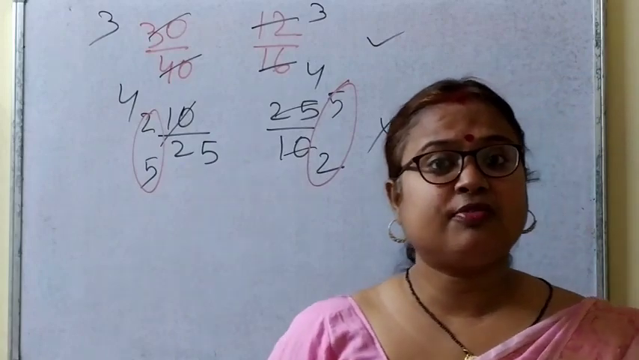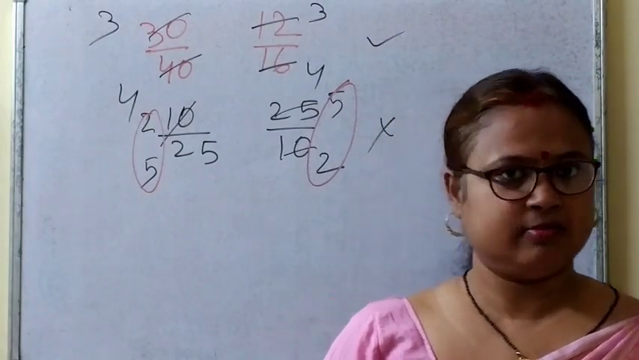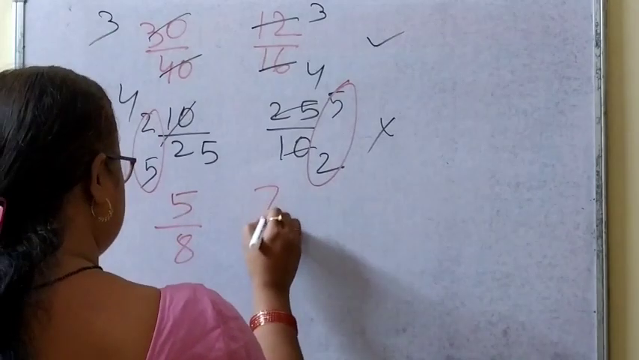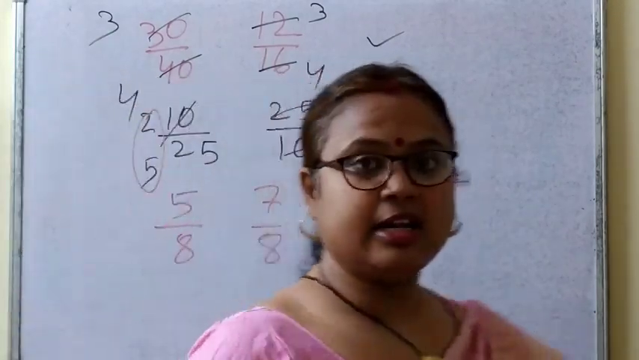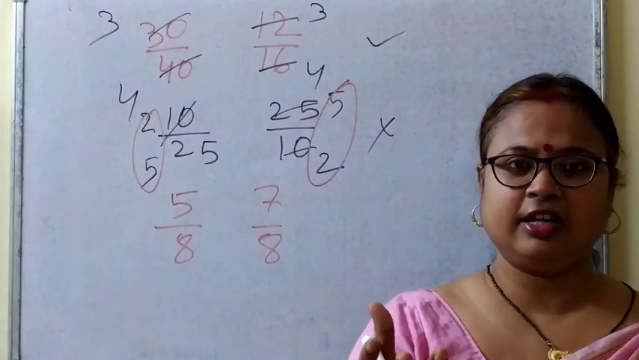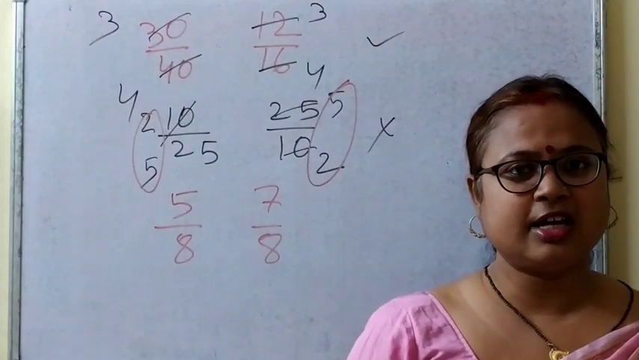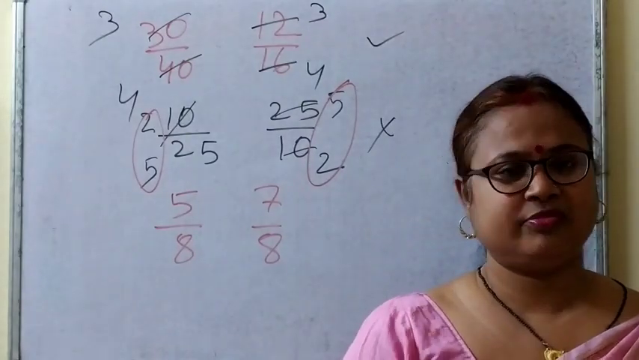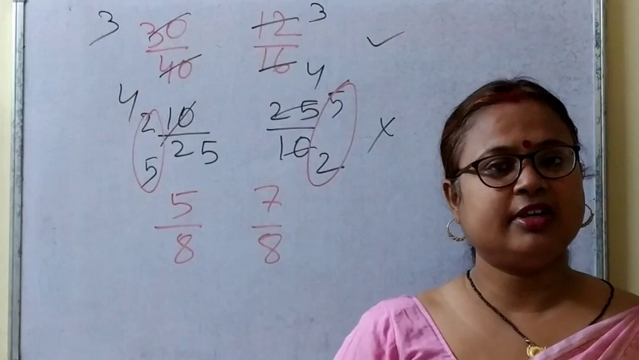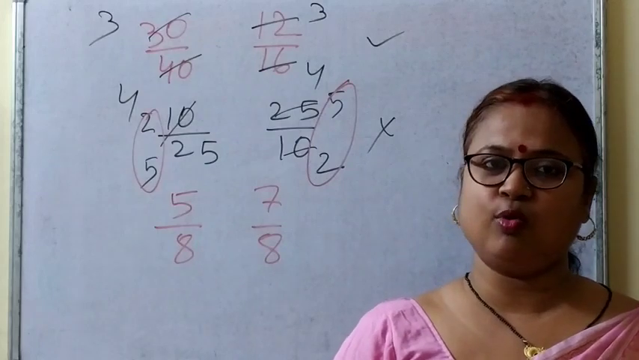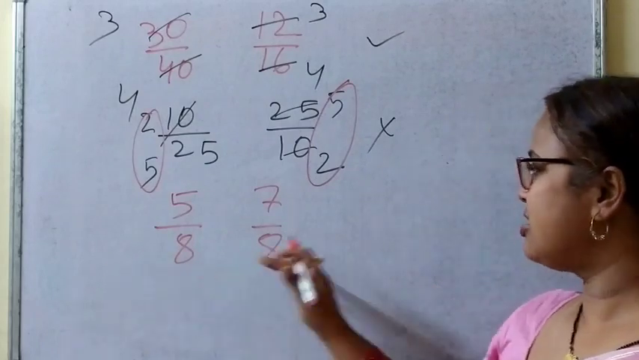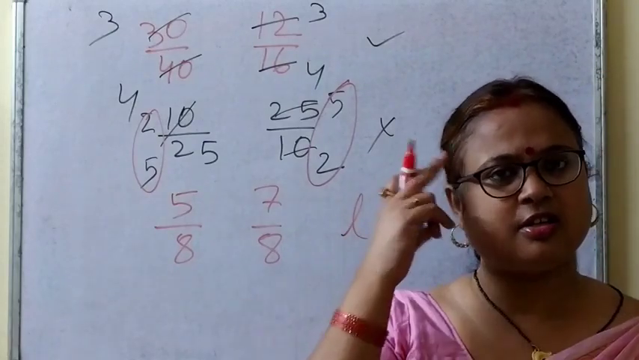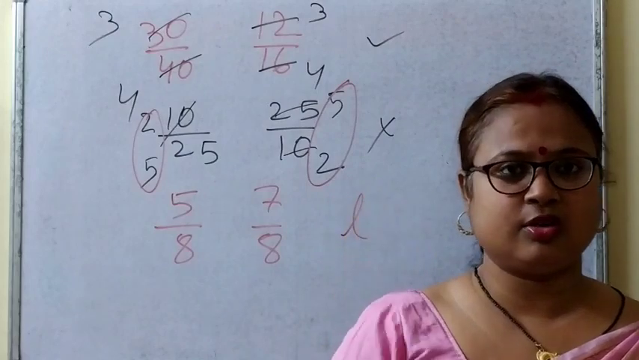Now, next is whether the fraction is like or unlike. Okay? So like 5 by 8 and 7 by 8. Is this a like fraction or unlike fraction? Very good. You have the concept of what is like fraction and what is unlike fraction. When the denominators are same, then it is like fraction. And when the denominators are different, it is unlike fraction. So this is the example of like fraction. Okay? No process. Just remember the basic concept.